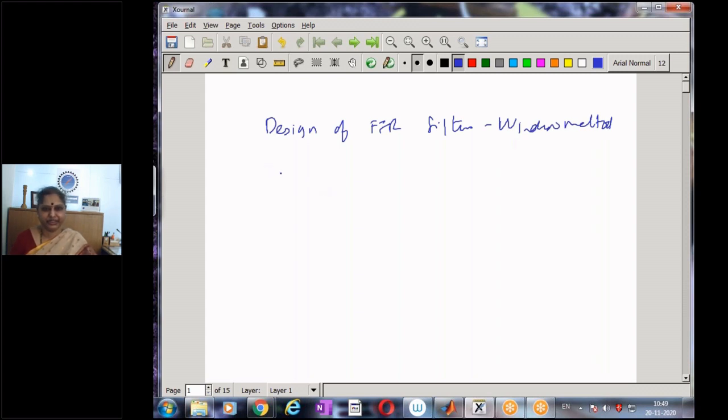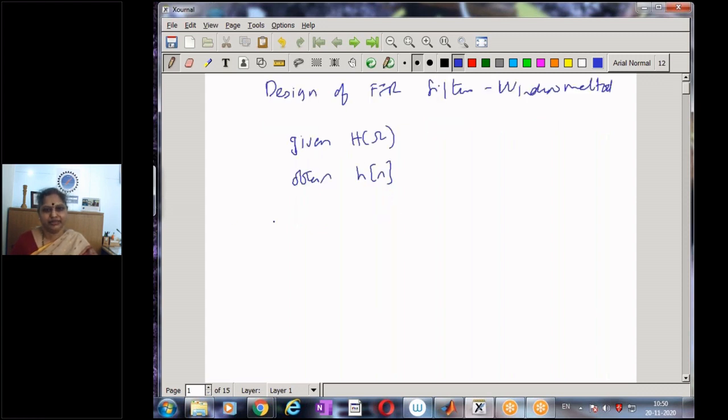And we shall have a quick recall of what we saw in the previous module. As a first step, we are given the frequency response H of omega, and we need to obtain the impulse response of the digital filter, h of n. As a first step, we have to compute h of n, which can also be identified as the Fourier series coefficients of the periodic frequency response H of omega.